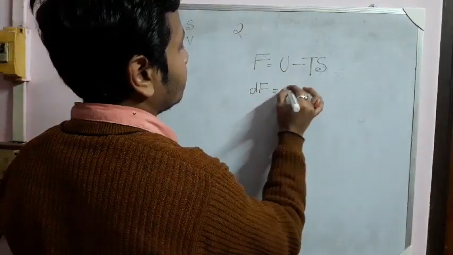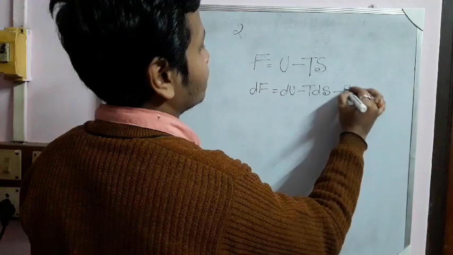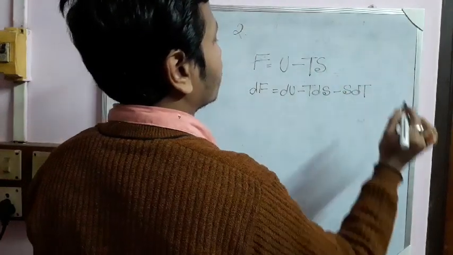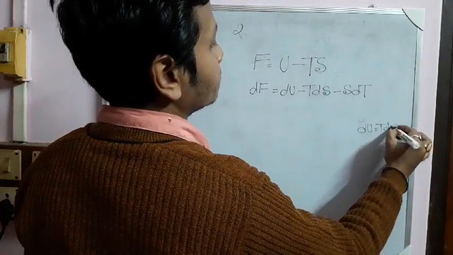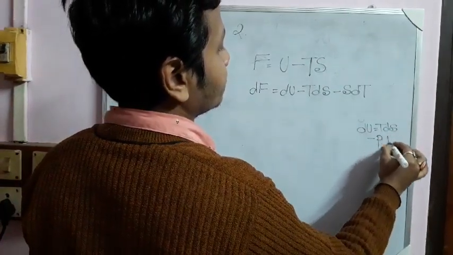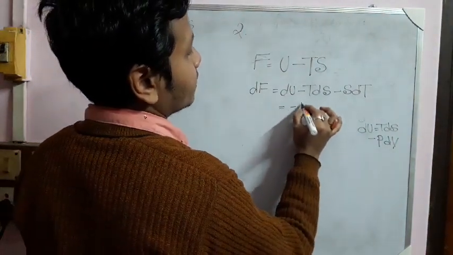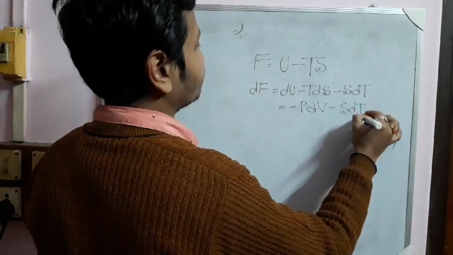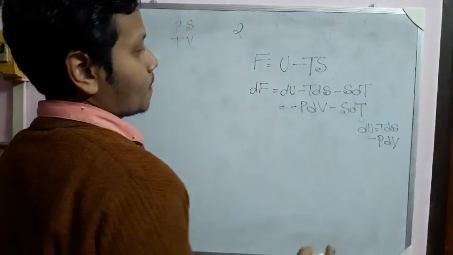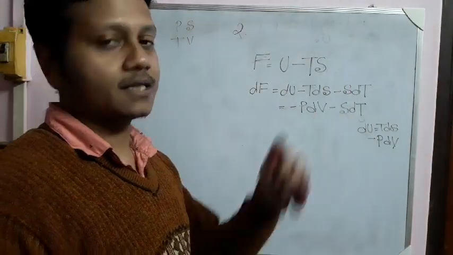My dF will be dU minus TdS minus SdT, and from the combined law, what do we get? dU equals TdS minus PdV. So what will be my dU minus TdS? Minus PdV minus SdT. So Helmholtz free energy can be written in this way: dF equals minus PdV minus SdT.